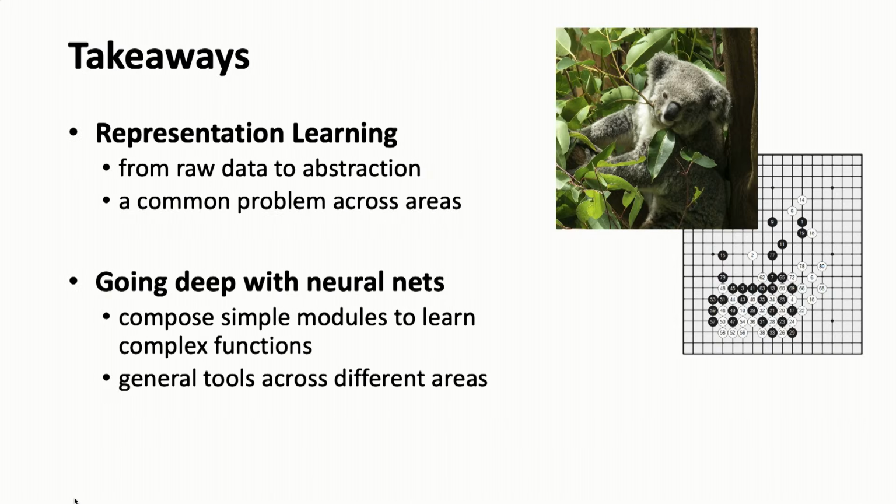Now here is the conclusion of this tutorial, with some takeaways from this part. In this tutorial, I have introduced what representation learning is and why it is an important problem. Representation learning can be a common problem across different areas and for different applications. Deep learning and deep neural networks provide very effective tools to address the representation learning problem. The key idea of deep learning is to compose a simple set of generic modules into highly complex functions, and this idea can provide us general tools to address different problems in different areas. I hope you will be able to use these tools in your areas in the future. And that's it for this part.